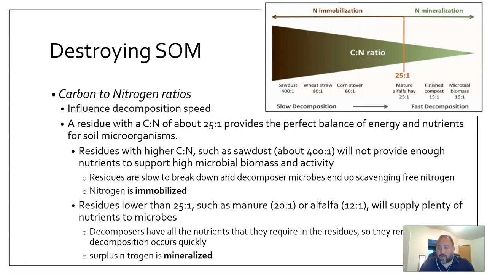Whereas residues lower than 25:1, manure and alfalfa, those are good examples, with manure being 20:1 carbon to nitrogen, and alfalfa being 12:1, they'll supply plenty of nutrients to the microbes. So decomposers have all the nutrients they require, so they're going to remain active, and decomposition is going to occur quickly. So surplus nitrogen will be mineralized. The idea is that you'll have this surplus nitrogen, and it's going to become mineralized. It's going to be available and kind of free nitrogen.